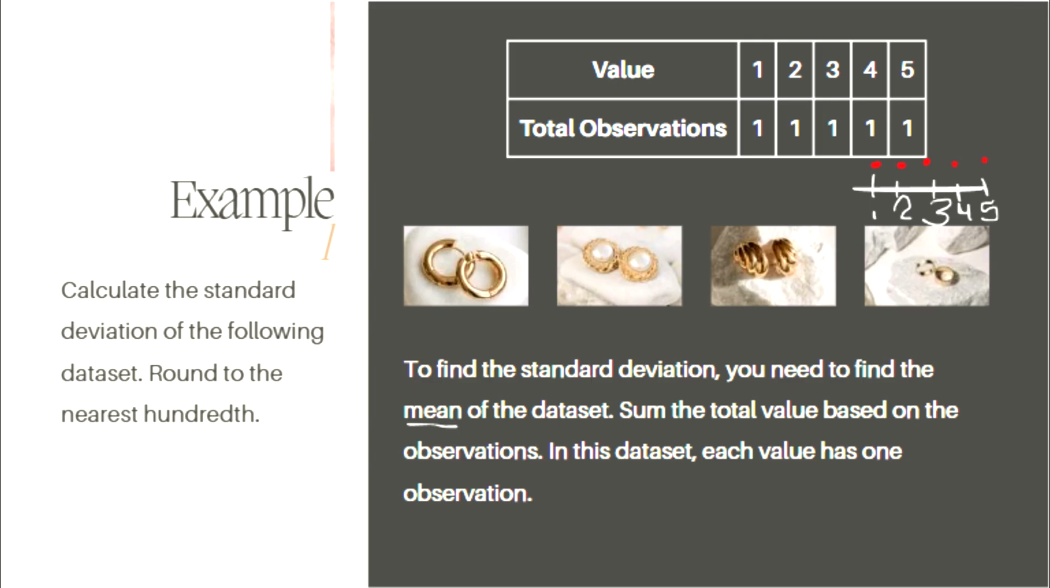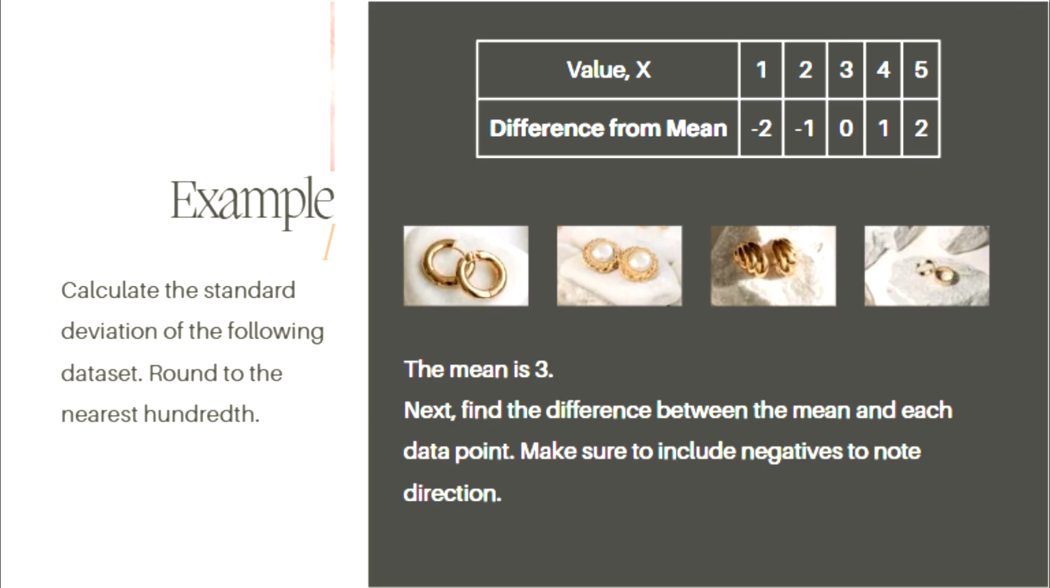So we have, let me get a calculator because I don't try. 1 plus 2 plus 3 plus 4 plus 5 gives us 15, divided by, and how many dots do we have? We have 5. So our mean is going to be 3. Okay, mean is equal to 3. Sum the total value based on the observations in this data set. Each value has one observation, so that's what we did. We just found the mean. The mean is 3. Look at that. I'm a superstar. Wow. Okay.